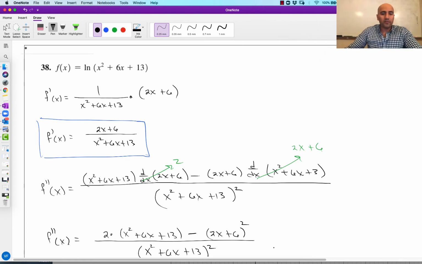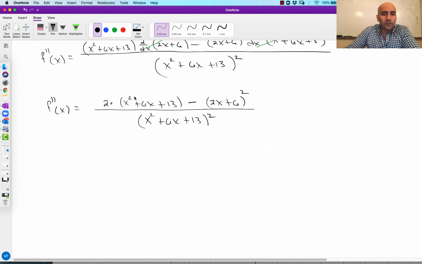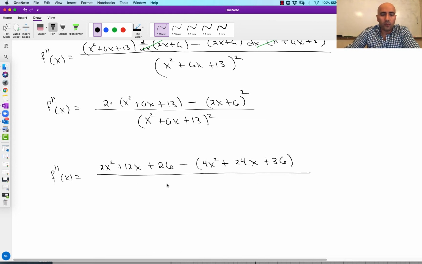Okay, so simplifying that a little bit more, distributing this 2, factoring that all out, we end up with f double prime of x is equal to 2x squared plus 12x plus 26 minus, and this one is going to be 4x squared plus 12 double makes it 24x plus 36, all over x squared plus 6x plus 13 squared.